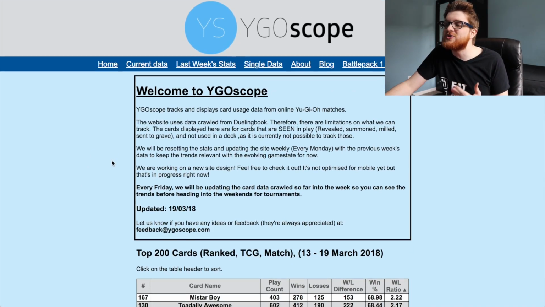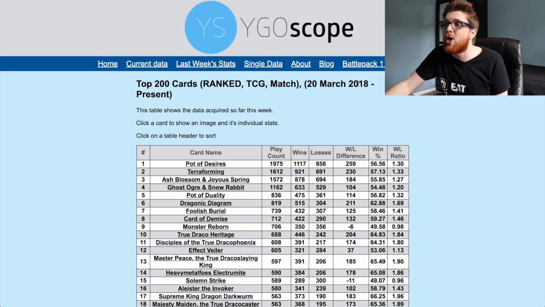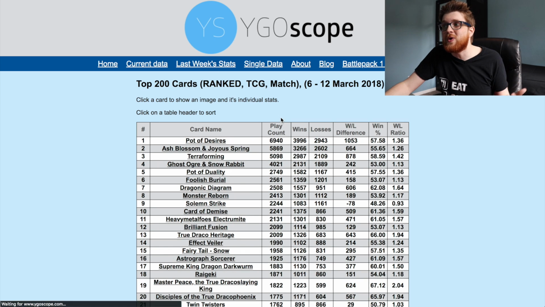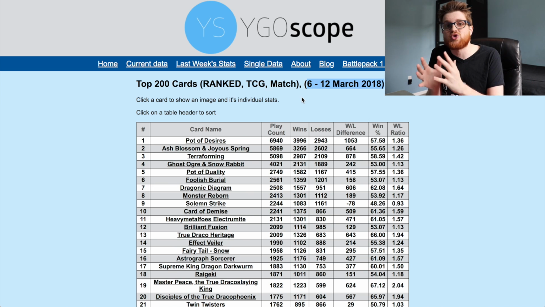What's also cool is it also does data from current results. So this is from March 20th to the current moment. So this is updating as the week goes on, and there's still a lot of stuff going on here, but you can see Pot of Desires is only at a 2,000 count, so we have a long way to go, but it's really cool to see how these results are updating as the week goes on. You can also check the prior week. This is March 6th through March 12th, and this allows you to get another week's worth of data and kind of notice how the trends are evolving as time goes on.